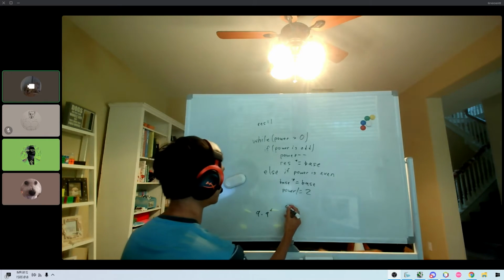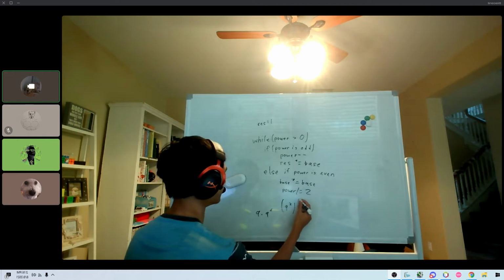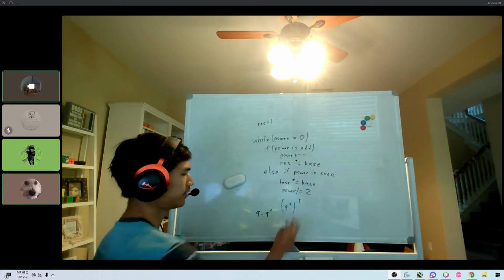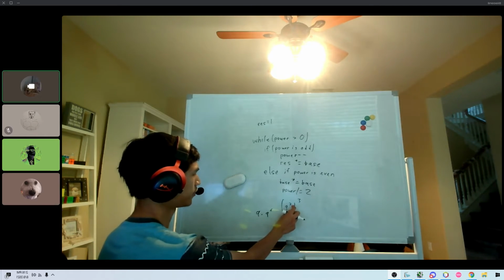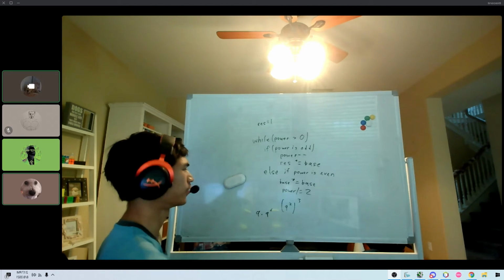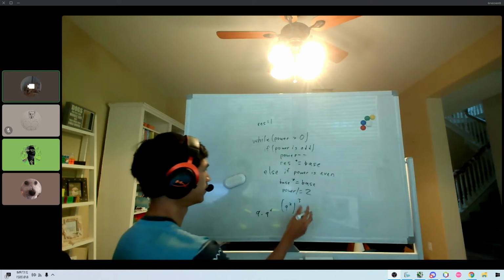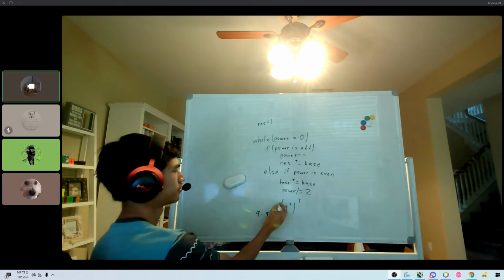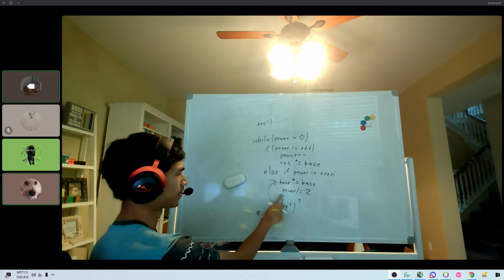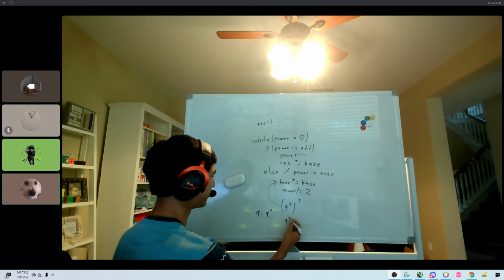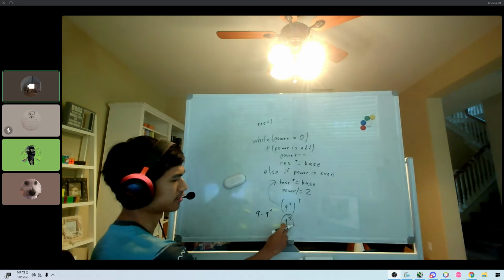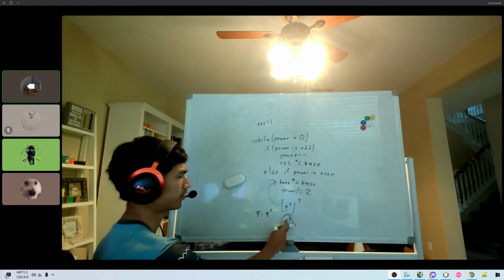So you're doing 9 squared and then you're changing the power to 3. And the reason you do this is because you can calculate 9 squared in just one operation, right? You can just do base times base, right? So that would be this right here, and then you cut the power in half. But if you do it the other way around, where are you going to calculate this 9 to the third in log n time?